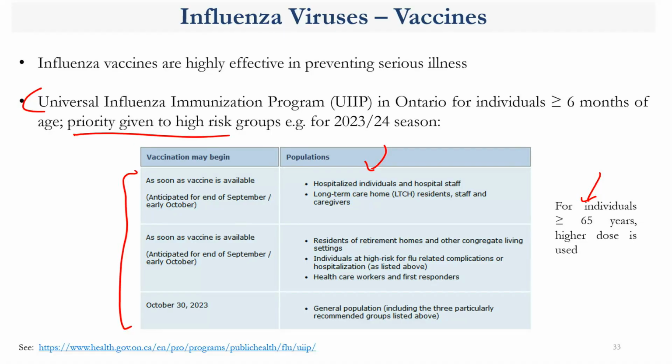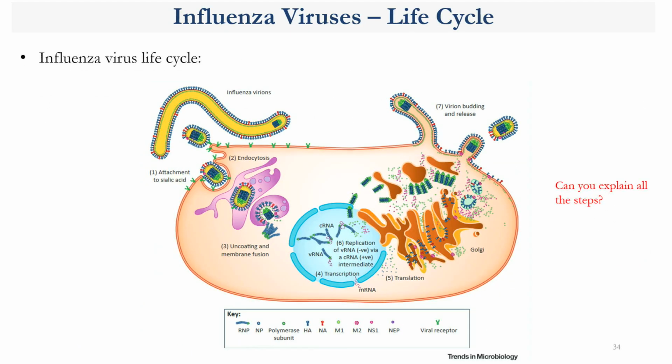For example, people who are hospitalized and people who work in hospitals or long-term care residents and caregivers are the first ones to get these vaccines because they are at the highest risk. And eventually we get back to the general population. One thing to add on, generally you need a higher dose in seniors to get a better response. So if you can explain all these steps, you know how influenza virus works. Everyone good? All right.